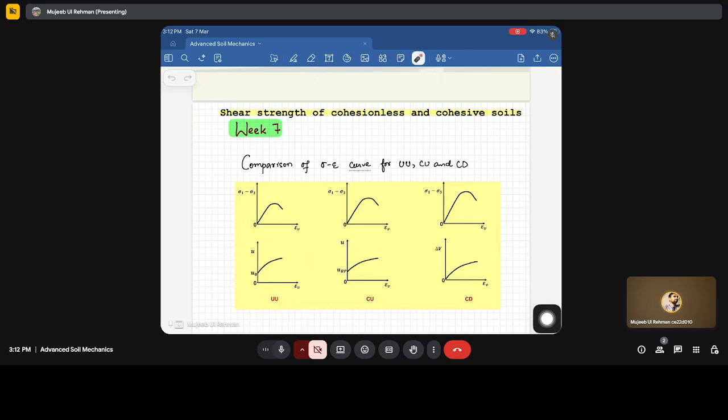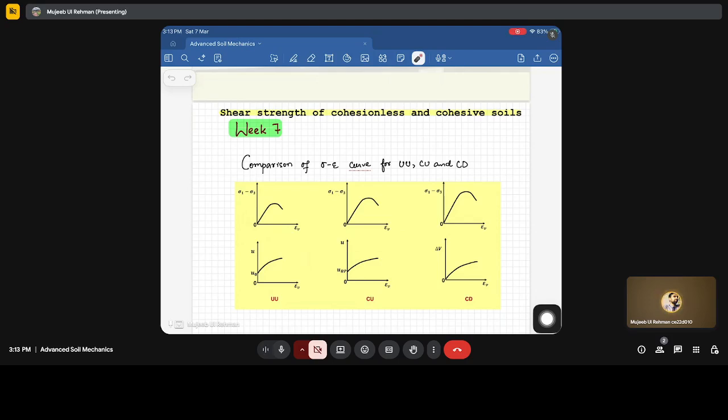In the CU, consolidated undrained test, after the consolidation the pore water pressure is allowed to develop in the sample by not allowing any further dissipation of pore water pressure during the shearing stage. As a result, there will be a build-up of pore water pressure during shearing. After consolidation, the pore water pressure may be equivalent to 0, or it may be equivalent to the back pressure, correct? And then it increases since it's a CU test.